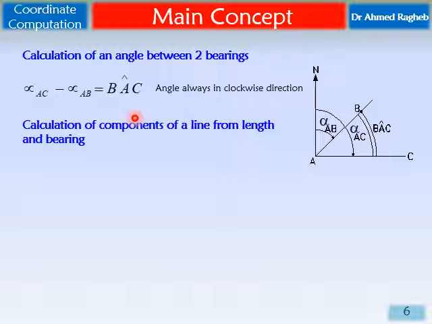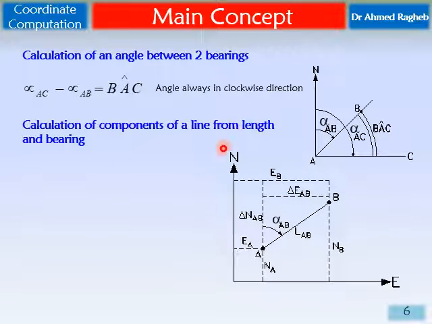Finally, we have two topics remaining. The first is how to calculate the components of any line from the length and bearing. So if we have this case, which is what we did before, but I added some variables. This is point A having easting and northing coordinates. This is point B having easting and northing coordinates. And this is the easting component of the line AB, delta EAB, and the northing component of the line, delta NAB. This is the whole circle bearing of the line AB, and this is the horizontal length of the line AB.